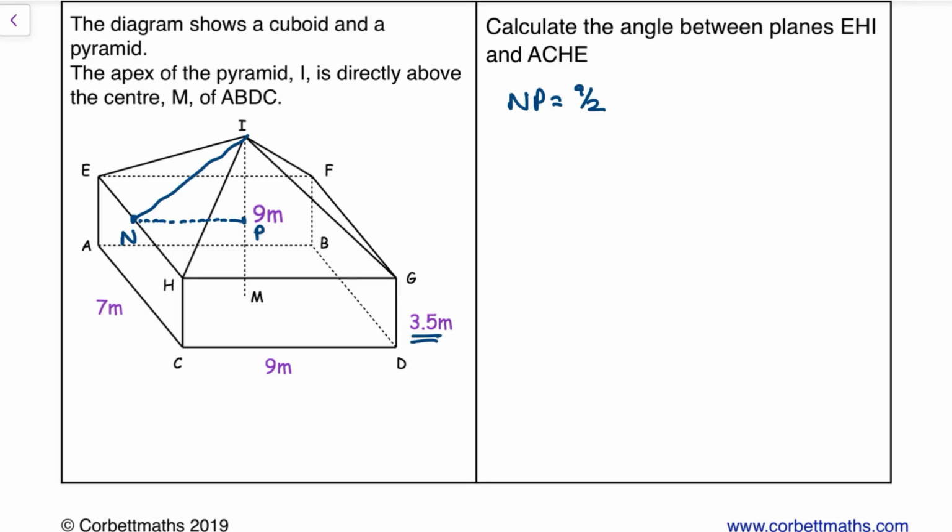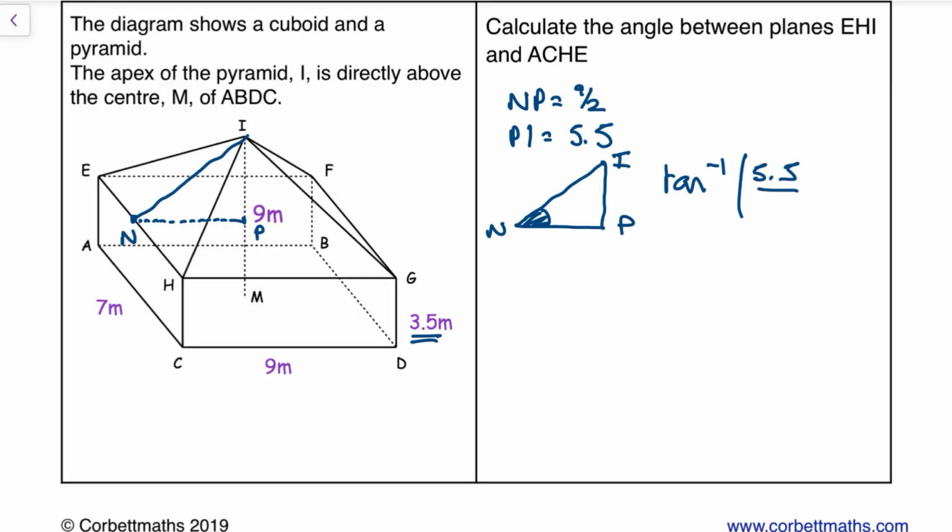The cuboid at the bottom is 3.5. So therefore, the height from P to I is going to be 9 minus 3.5, which is 5.5. Which means the angle along the way, which I'm going to call PNI, is going to be the tan minus 1 of the opposite, which is the height, 5.5, divided by the length N to P, which is 9 over 2, or 4.5.